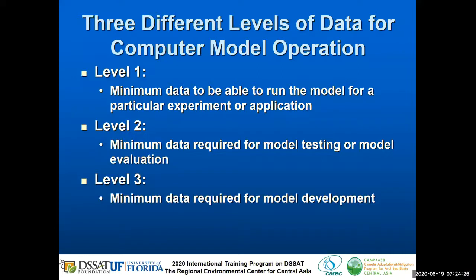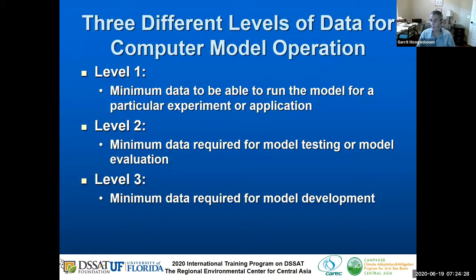Level 2 is a data set that includes the minimum data to run the model, so level 1, but also includes some type of observations we can use for initial evaluation of the model or for determining genetic coefficients we discussed during the previous session.